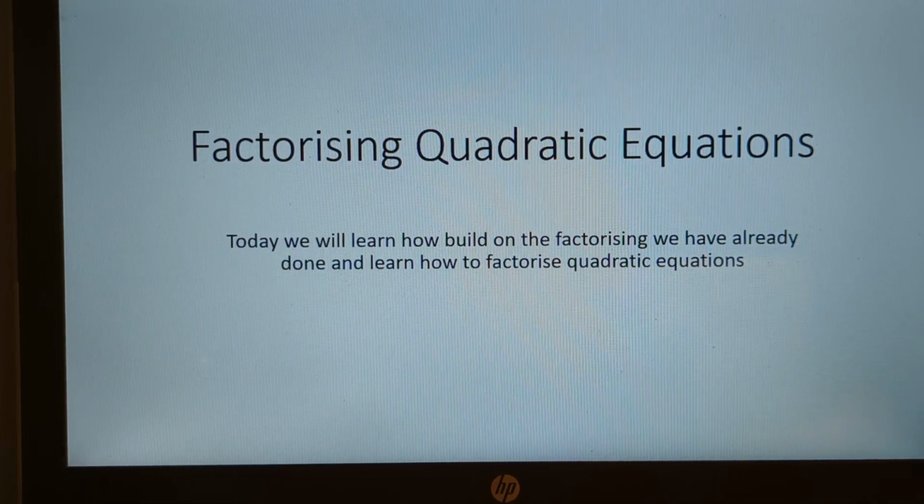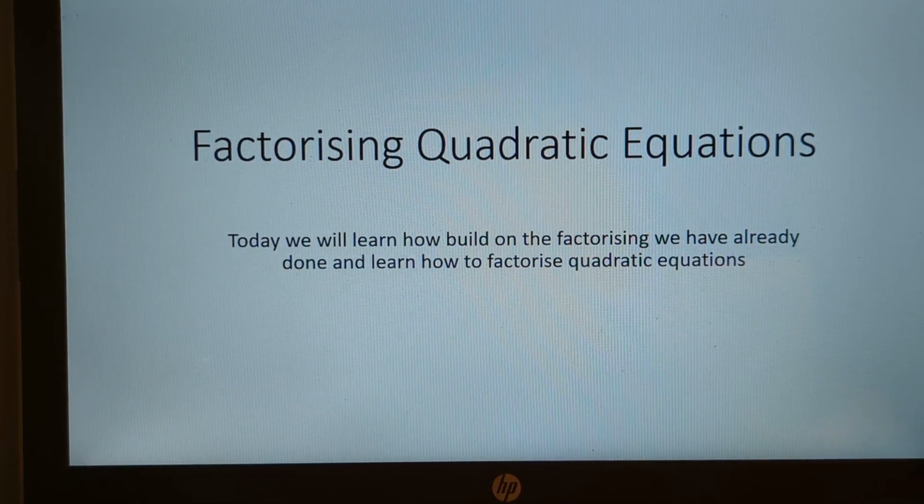Good afternoon, class. I hope you've had a pleasant weekend and are ready to hit the ground running with some maths. Today we are going to be learning about factorising quadratic equations.